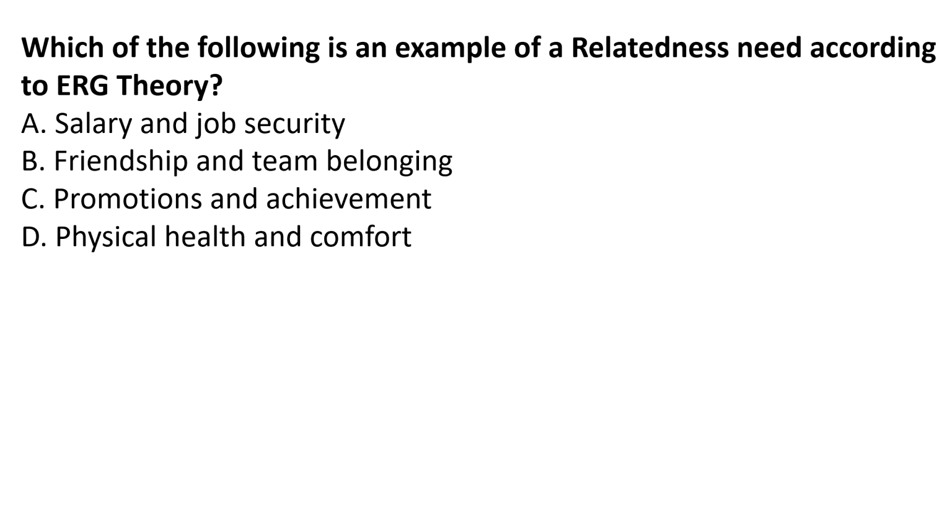Alright, the next question. Which of the following is an example of relatedness need according to the ERG theory? A. Salary and job security. B. Friendship and team belonging. C. Promotions and achievement. And D. Physical health and comfort. So this is the homework for you. Just try to focus on the question, try to understand the question, and give the answer in the comment box.